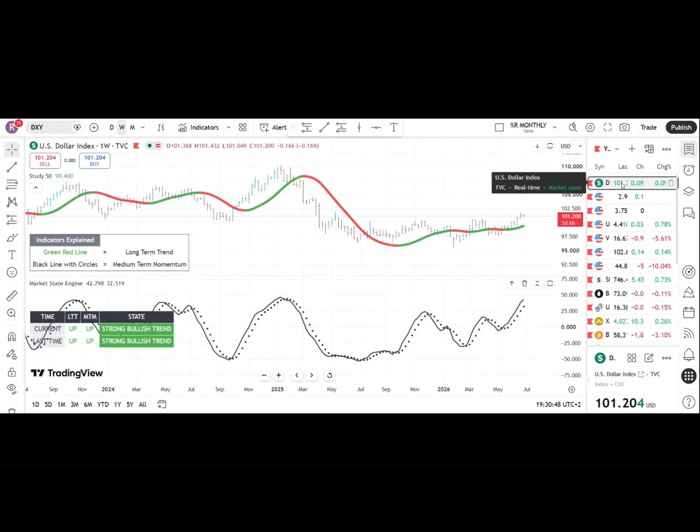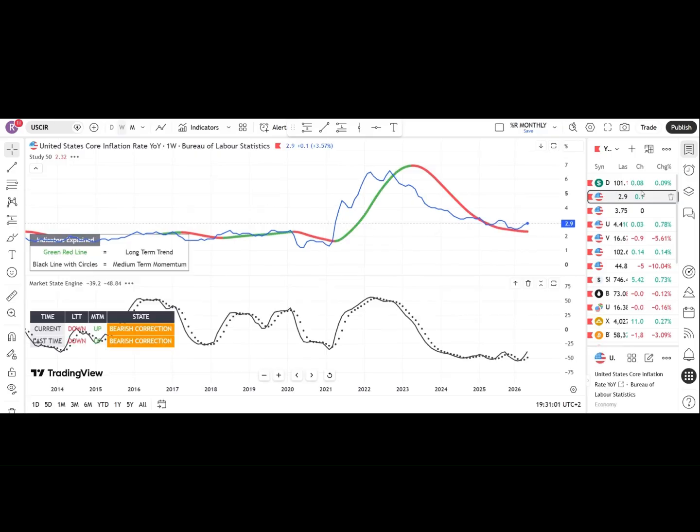This is your weekly market pulse. The US dollar is continuing its strong bullish trend. The United States core inflation rate is measured monthly and therefore it stays the same.